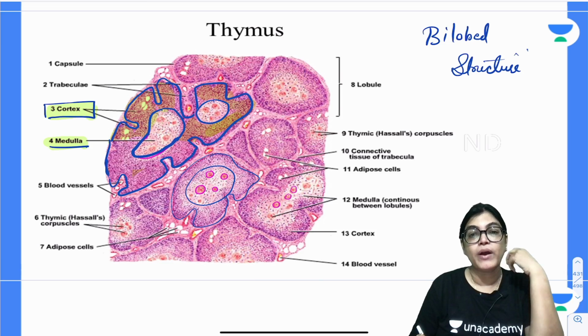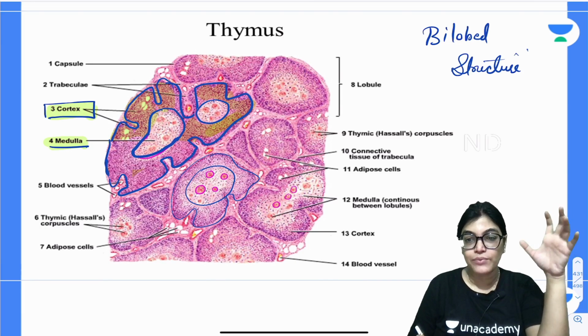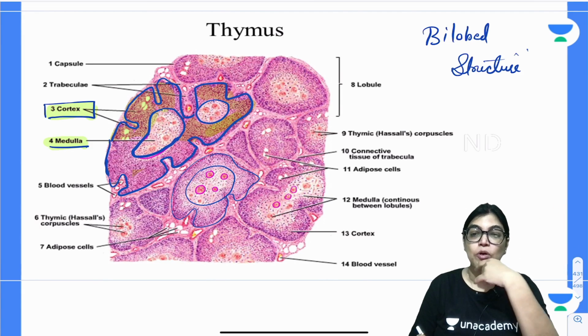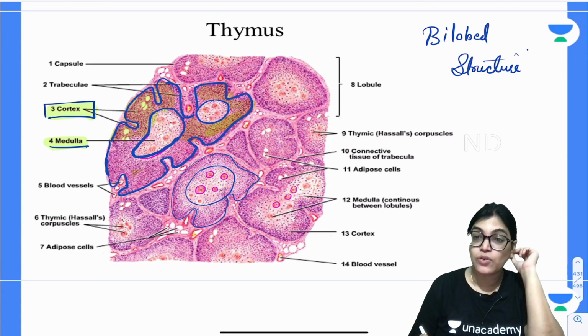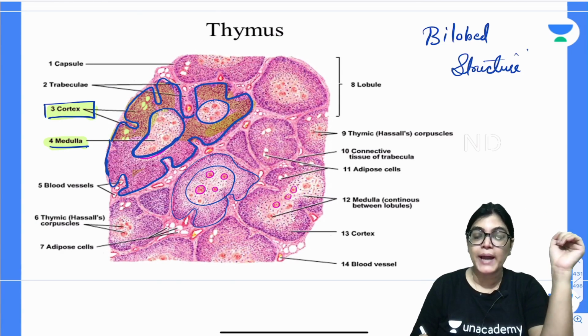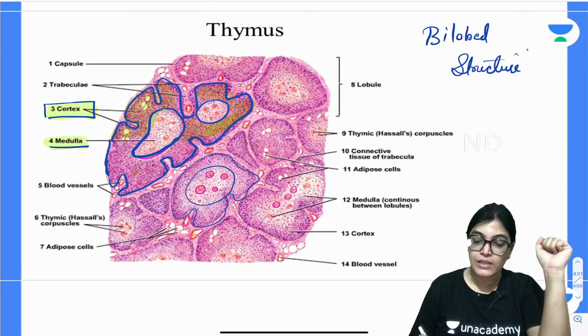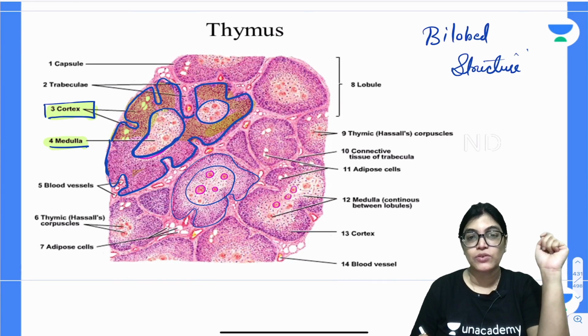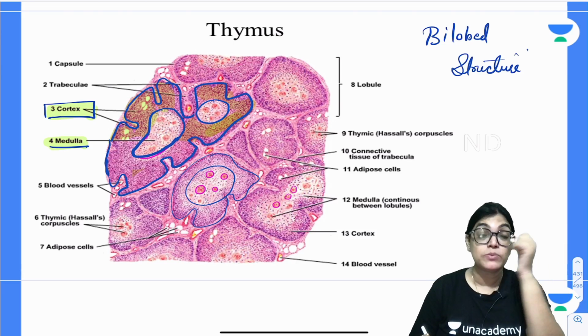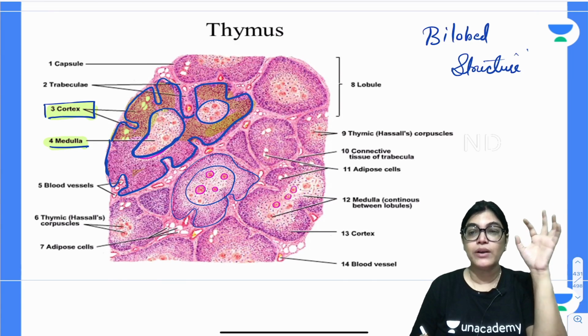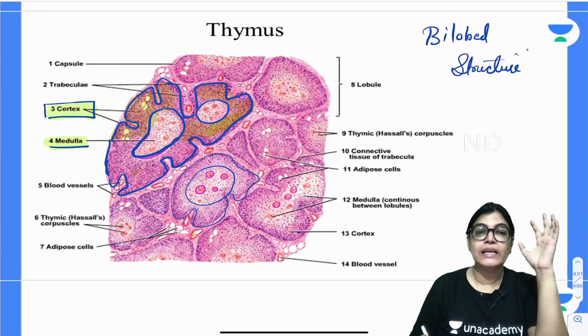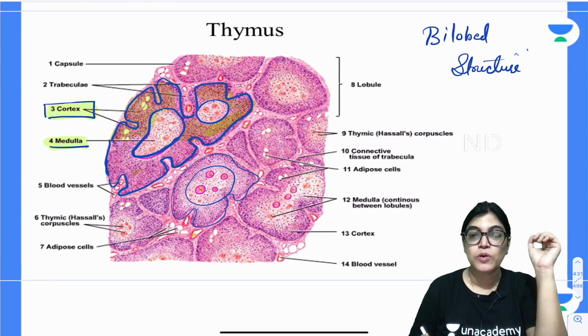The other important point is that we know all the lymphoid organs have a supporting network, and that supporting framework or network is provided by reticular fibers. In the case of the thymus gland, the supporting framework or network is provided by epithelio-reticular cells. So this is another important point which you must know: the thymus gland does not contain reticular fibers, but it contains epithelio-reticular cells, which provide the supporting network or framework of the thymus gland.